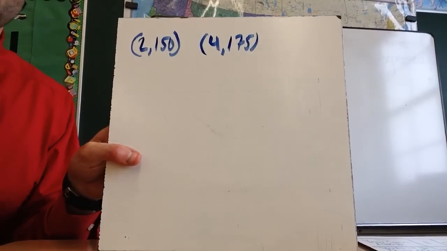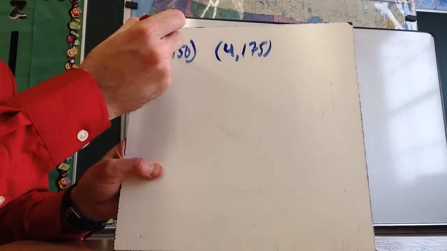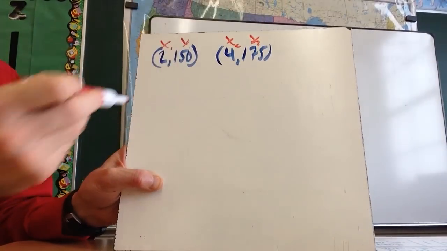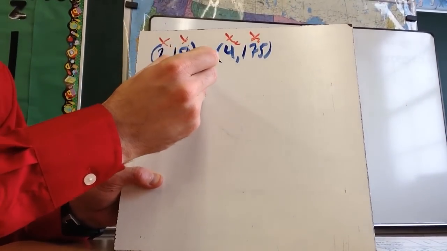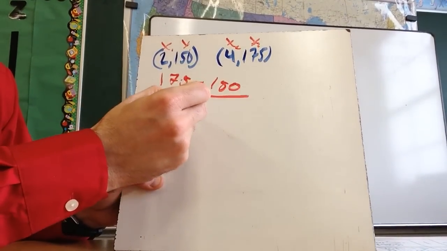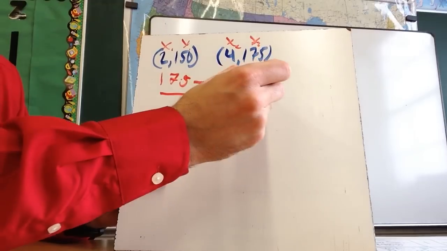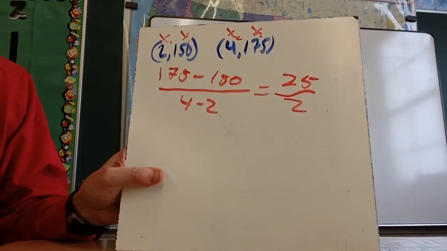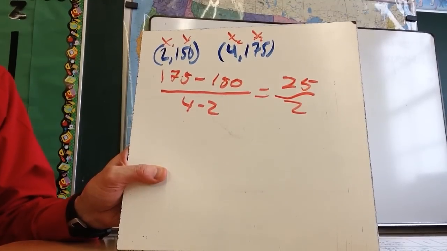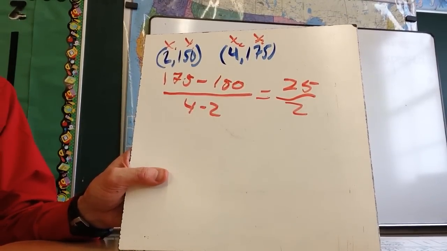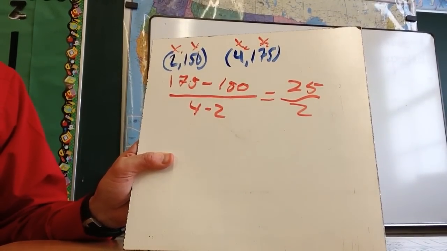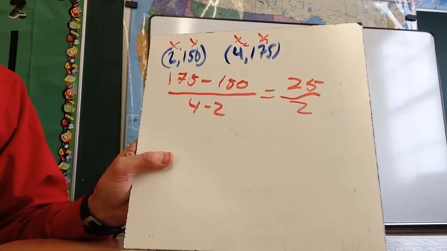Okay, and so I'm going to use those 2 points, and I need to find the slope of this line. So I'm going to use x1, y1, x2, y2. And so this is 175 minus 150 over 4 minus 2. This equals 25 over 2. Now, this is where a lot of people end up simplifying, and they try to make this into 13.5, and I want you to try to hesitate and not necessarily make this into 13.5 just yet.